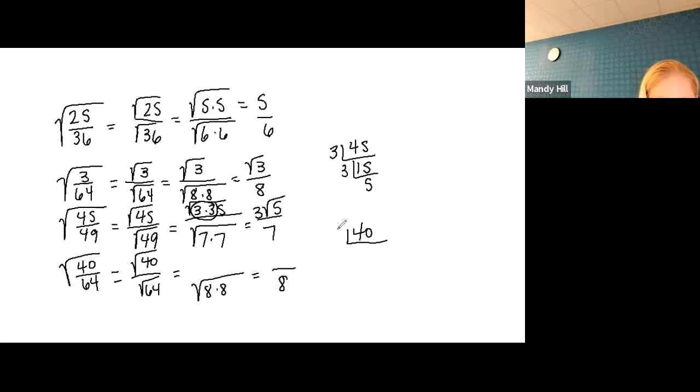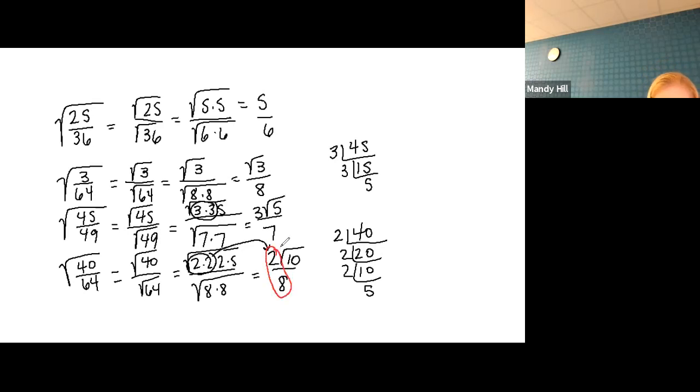40. 2 will go into 40 20 times. 2 will go into 20 10 times. 2 will go into 10 5 times. And so 40 is 2 times 2 times 2 times 5. So we've got a pair of 2s that gets pulled out, but we're left with 2 times 5 underneath, which is 10. I am not done on this one because we can reduce this fraction.